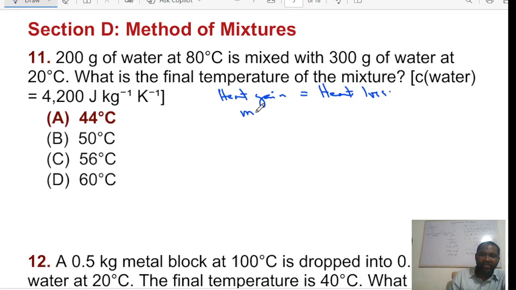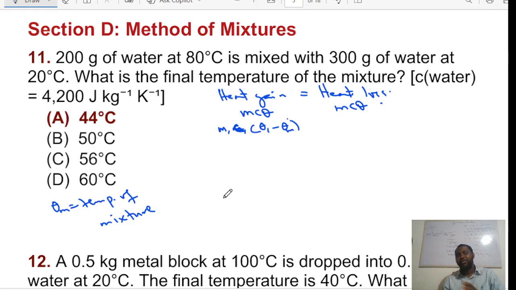But the same formula, still mc theta and still mc theta. Here we are going to write it as the mass of the colder body, let me say m1c1, then this is going to be theta 1 minus theta m. Now this theta m represents the temperature of the mixture, because after mixing them, both of them will end up having a common temperature. That's the temperature of the mixture. Oh sorry, let me correct this, please.